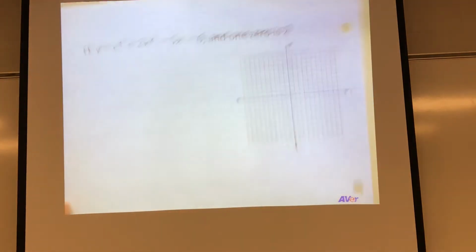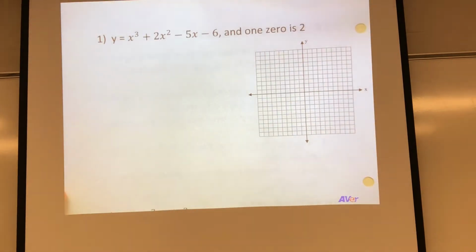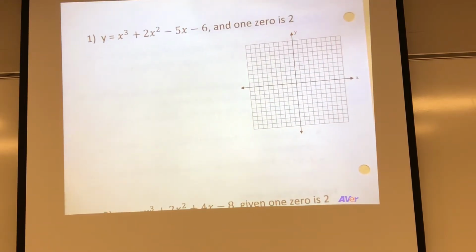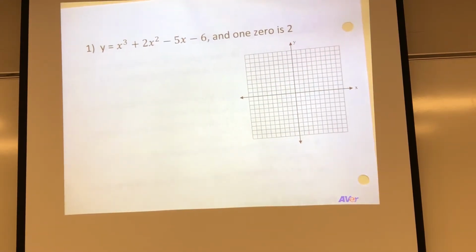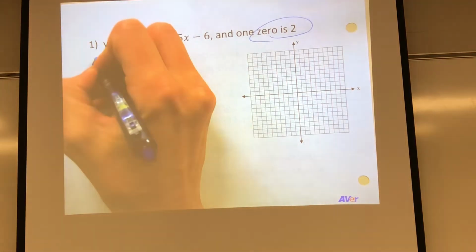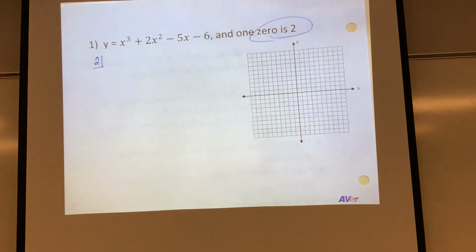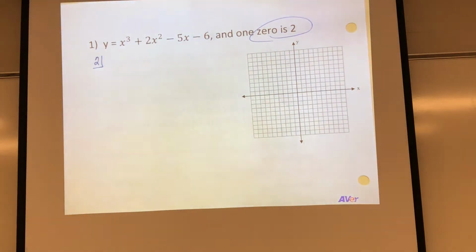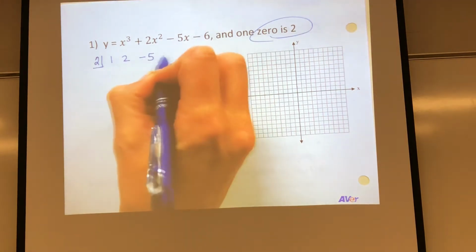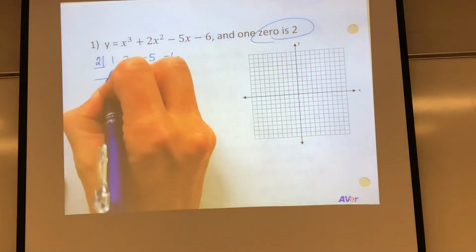All right, so let's take a look at number 1. They gave us a polynomial and they told us that one of the zeros is 2. So our first goal is to find X-intercepts. The 0 right here, that's one of our x-intercepts. And we can use it to help us find the other x-intercepts. So we're going to use some synthetic division like we've been practicing. And put our coefficients across the top.